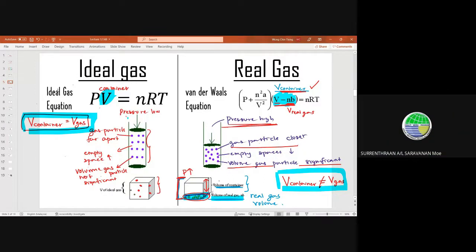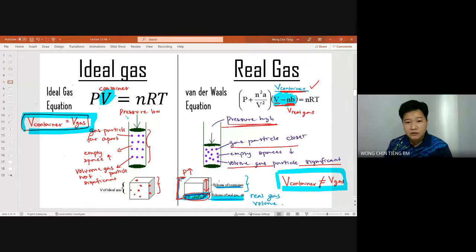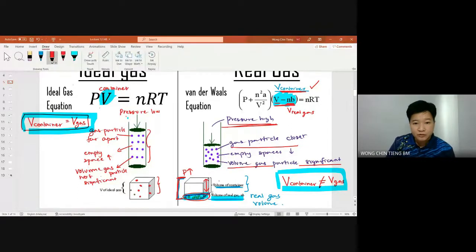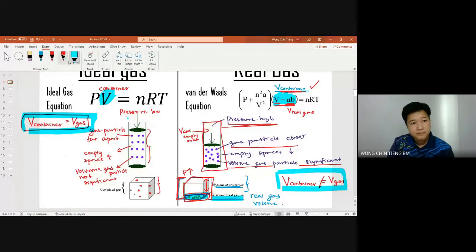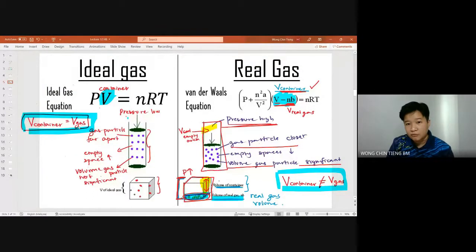Yes, question? Is the volume of the container the empty spaces, or does it include the gas particles? Okay, the volume of the original container is the whole thing. The volume of the original container is the whole box. Okay, the whole thing over here. But the volume that we want is the volume of the empty spaces, the volume of this. Okay, the volume of the empty area. That's why you need to minus out the gas. We want this. Okay, is that clear? That's why you need to minus out the volume of the gas.